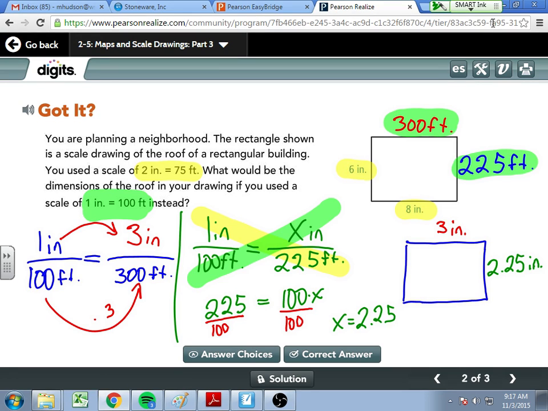We're all good here? We understand the process? We took the scale drawing, figured out the actual, then took the actual and figured out the new scale. This is where I see people get goofed up on their homework because they want to only do one step. This is a very multi-step problem.